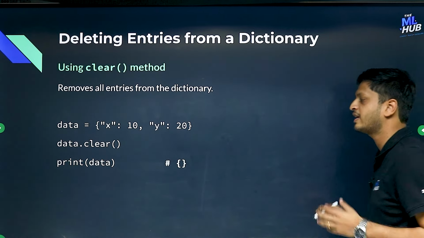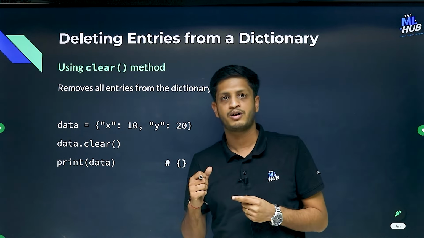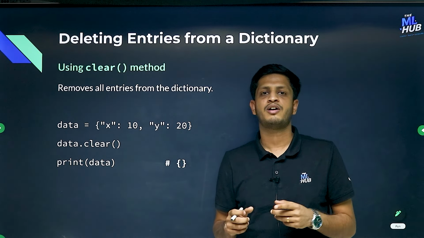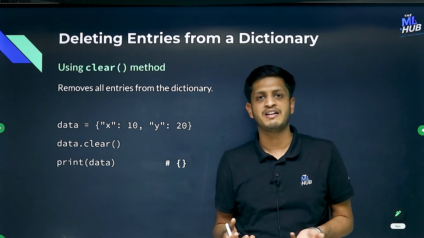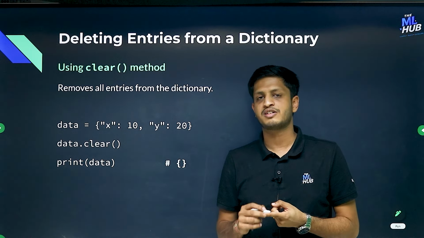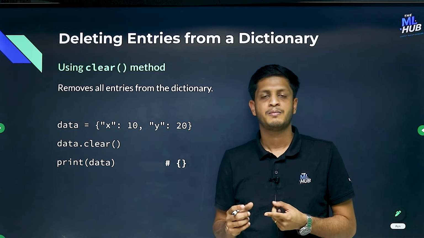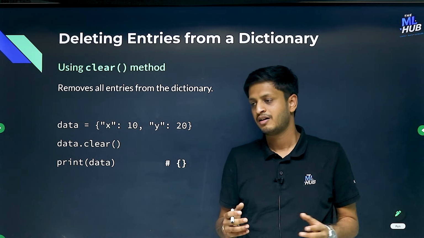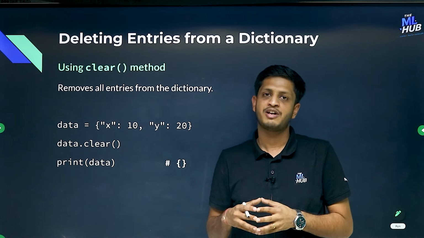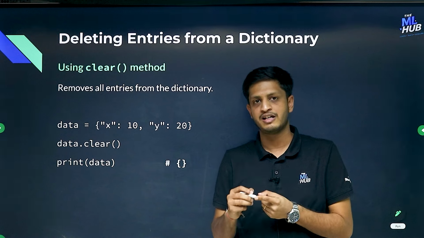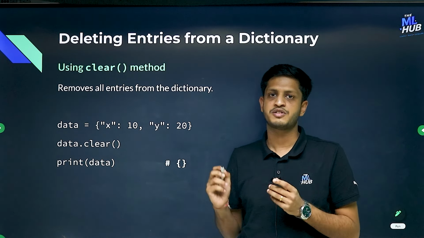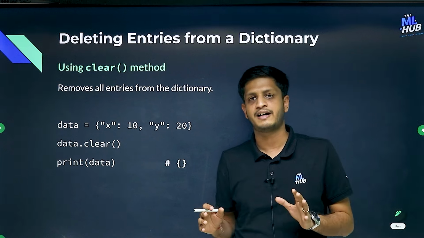And finally, we have a clear method. We have a clear method for all the mutable objects. See, immutable objects, you cannot do anything in place anyway. So for a tuple or for a string, we don't have a clear function because you cannot delete elements. You have to delete the entire variable if you want to do that. But in mutable objects, we always have a clear function, which means for a list, for a set, and for a dictionary, we have the clear function, which will delete all the elements present inside the data type.